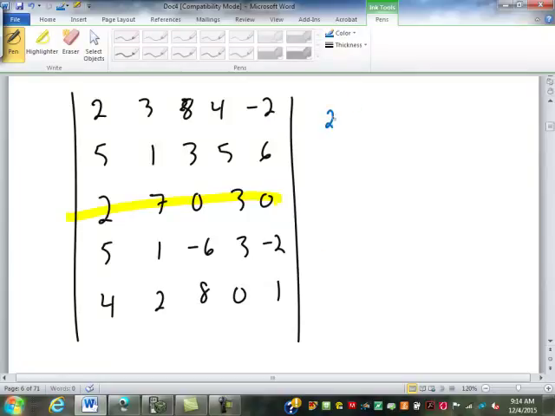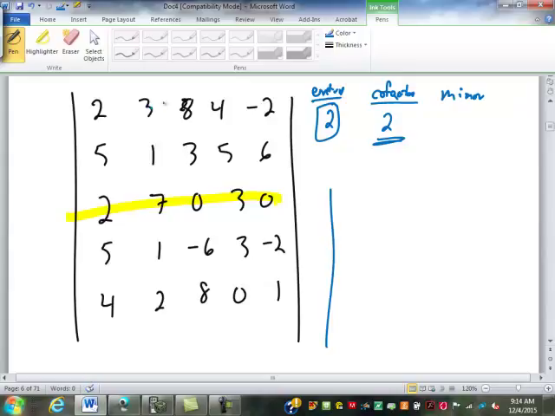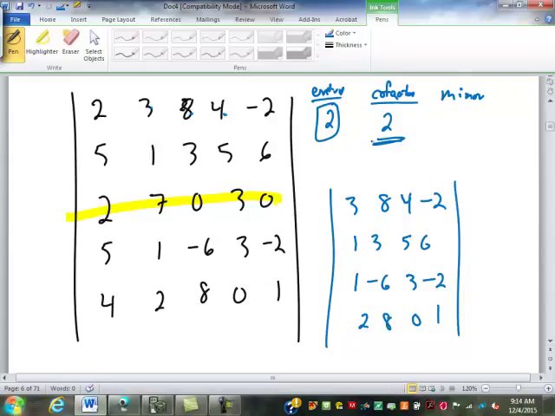Okay, so the expansion for the 2, its cofactor, it's in row 3, column 1, so that's a 4. Its cofactor is just 2. Its minor is 3, 8, 4, negative 2; 1, 3, 5, 6; 1, negative 6, 3, negative 2; 2, 8, 0, 1, right? Well, I've got to take the cofactor times the determinant of that matrix, that minor.